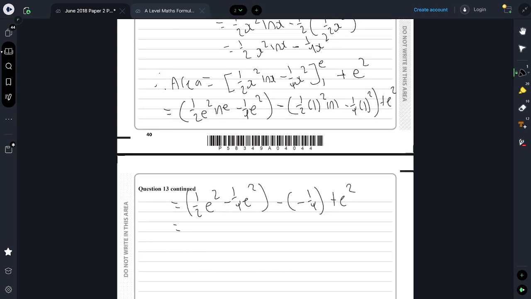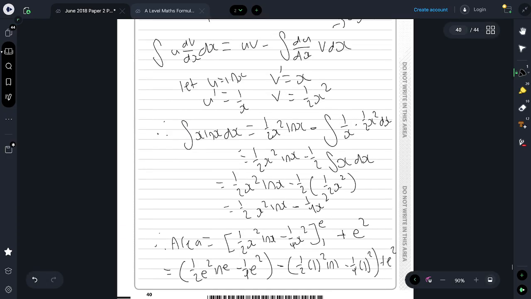Okay, let's simplify this a little bit. Half, that'd be a quarter e squared, right? A half, 0.5 minus 0.25 of e squared plus a quarter plus e squared. And that'll be 5 over 4 e squared plus a quarter. Okay, so that's the area.